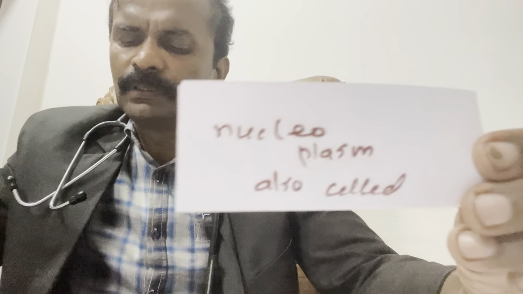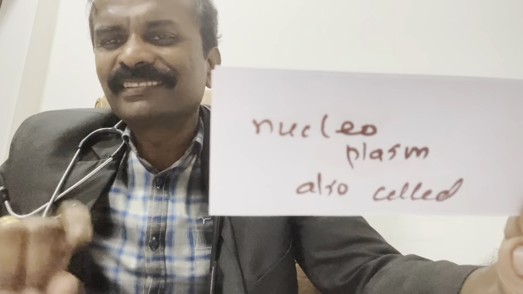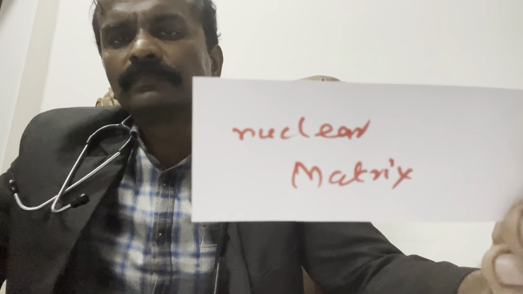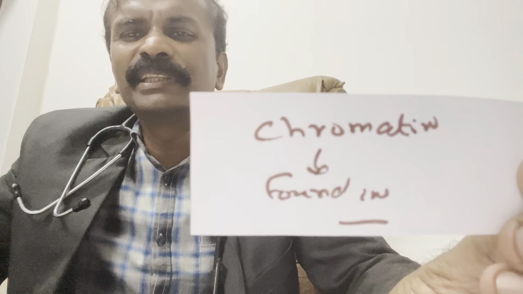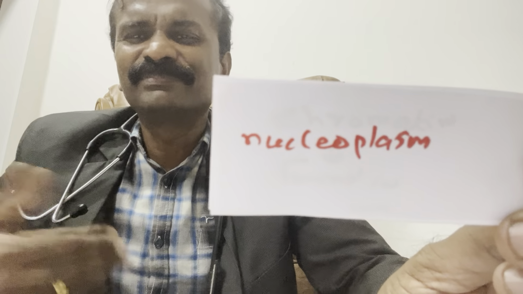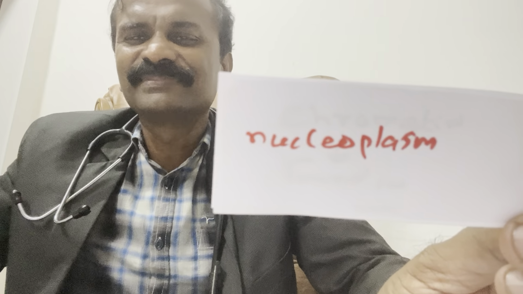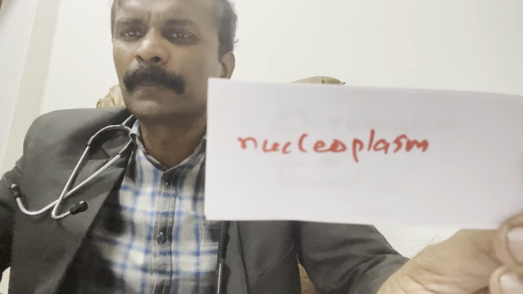Nucleoplasm is also called what? Nucleoplasm. Match the following. Also called nuclear matrix. See, chromatin is found in, first we discuss this. Chromatin is found in nucleoplasm. This is the depth of the point. Nucleoplasm, a little more depth, sharp.